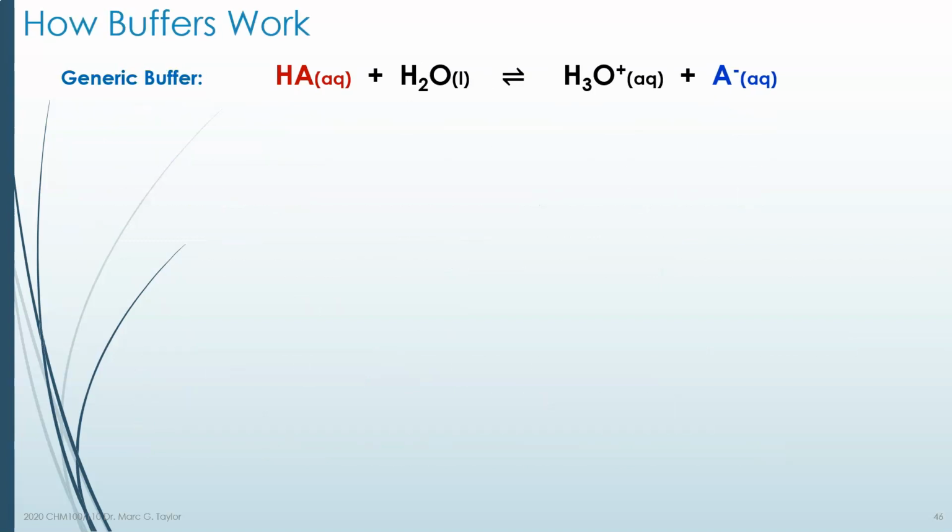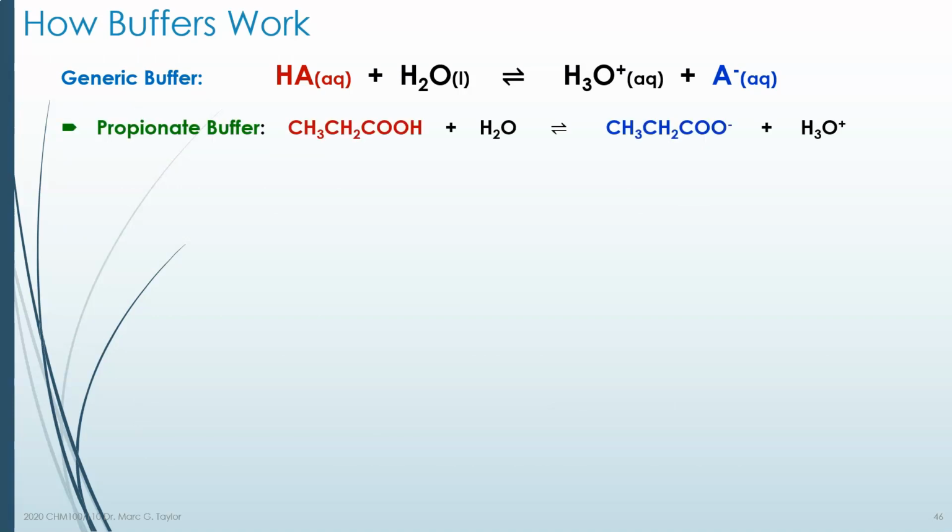So again, let's go back to the generic buffers here, and let's look at a real example. This one is made from propionic acid. Propionic acid is just like acetic acid, but with one extra CH2 group in the middle. It doesn't change the chemistry that happens, it just makes it a longer molecule. So if we start with propionic acid in red, its conjugate base is propionate, and so we call the buffer by the base, propionate buffer. You see the propionic acid reacts with water, produces the propionate ion in blue, and hydronium ion. So that's our buffer equilibrium.